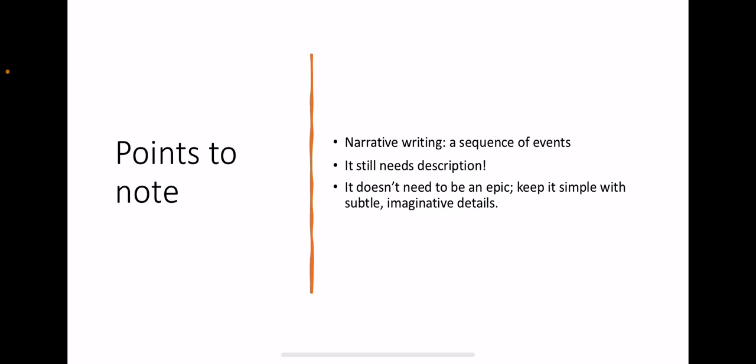Your narrative writing still needs to employ some descriptive writing. So this is where I think there is a little bit of confusion, but your description should have minimal narrative. It should just be description, but your narrative can have description in it because, of course, you're going to be describing things like the atmosphere, the characters and the places and the setting. So it doesn't need to be an epic. You need to keep it simple with subtle and imaginative details.